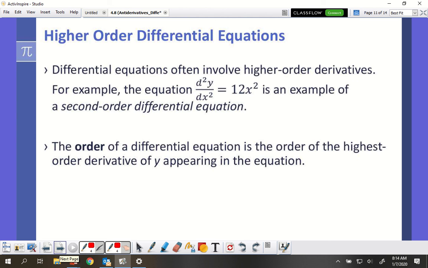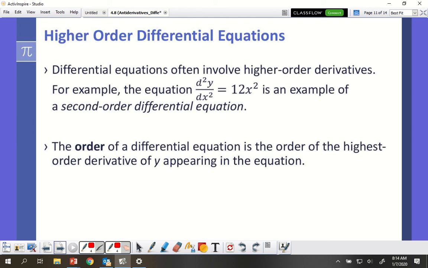Okay, differential equations often involve higher order derivatives. For example, the second derivative is equal to 12x squared is an example of a second order differential equation. Now think about it in physics. If it's the second derivative, that means it's the acceleration. So if I'm doing the antiderivatives, I go from acceleration to the velocity, right? And I'm going to have a c value on the velocity, right?